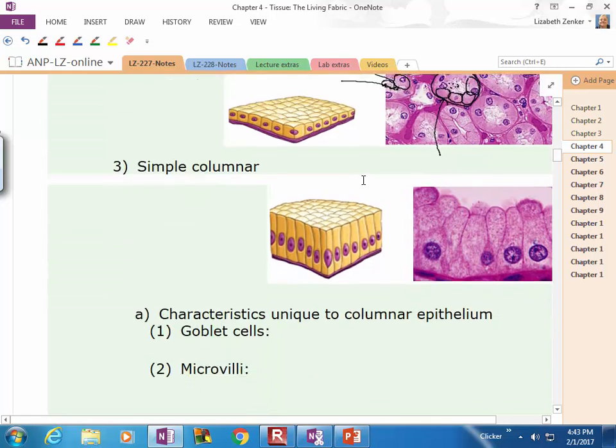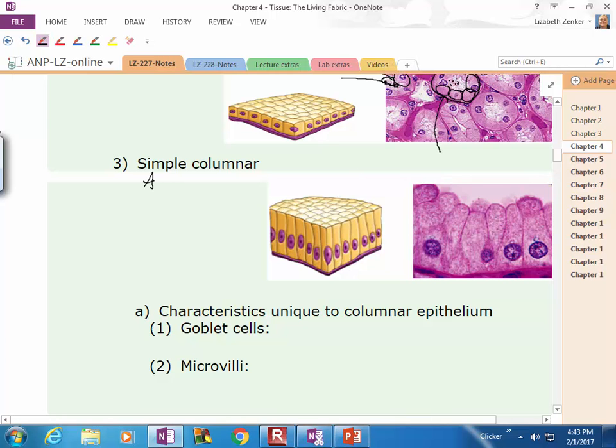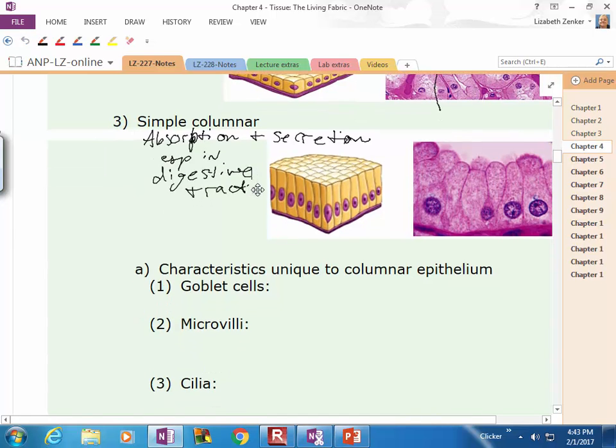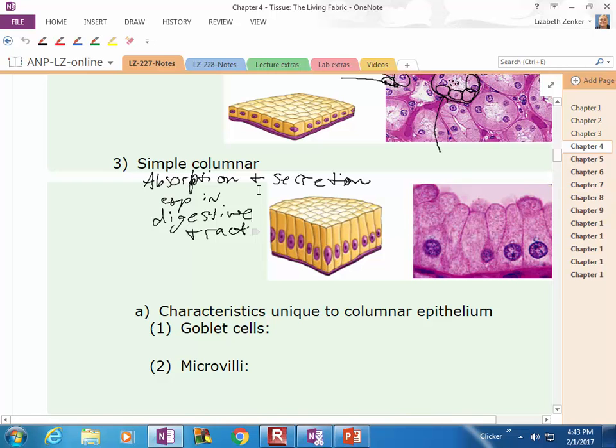If we look at simple columnar, that would be for absorption and secretion, especially in the digestive tract. Okay. So in this example, can you guys see where the basement membrane would be and where the apical surface is? So this would be the apical surface, and this line right here would be your basal surface or basement membrane. Okay.